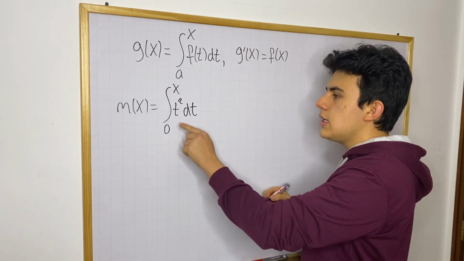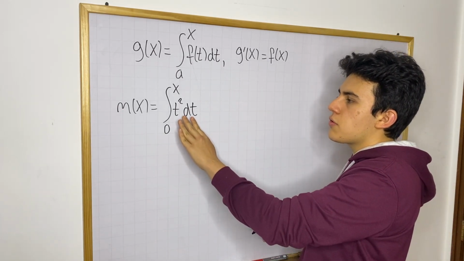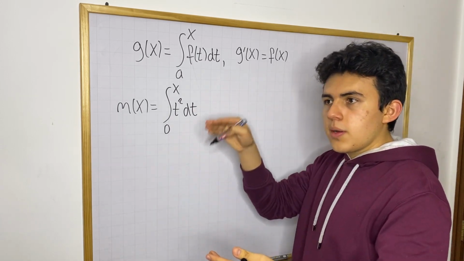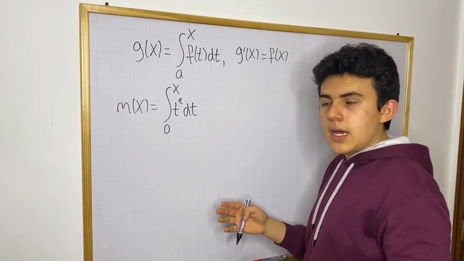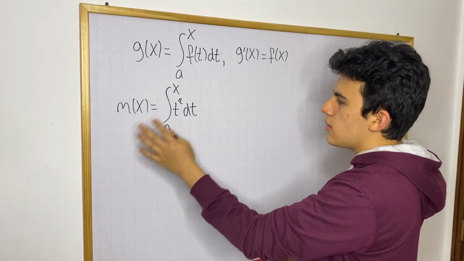So remember, t is a placeholder variable. It's just going to describe under what curve we're going to be trying to figure out the area, okay? So t squared is a parabola, and we want to find the area under t squared, okay? That's the role of t.